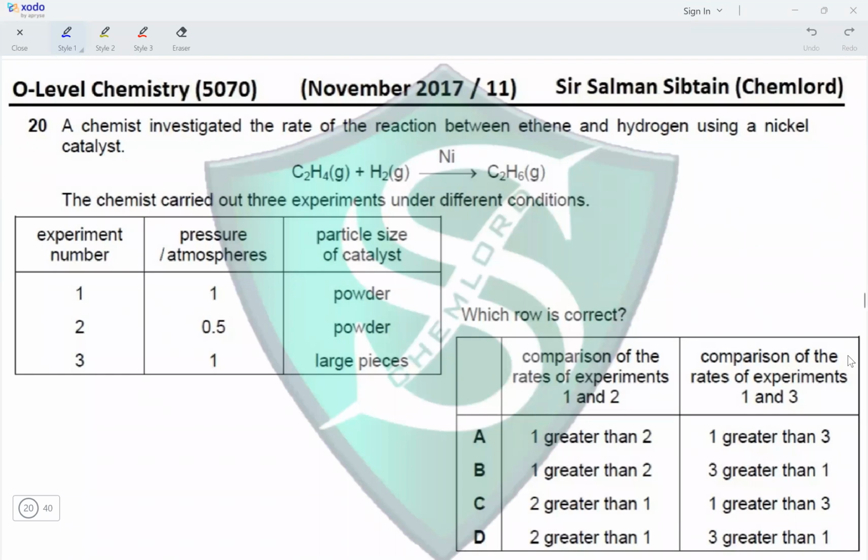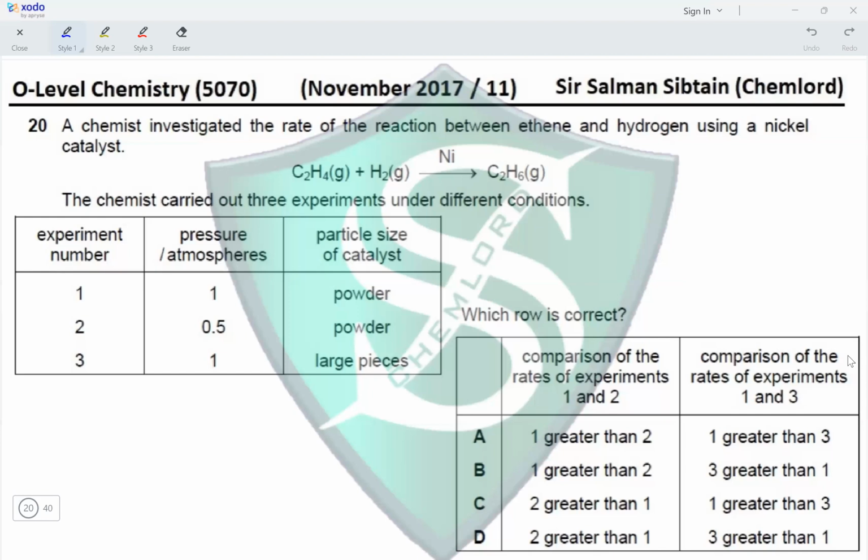Question 20. A chemist investigated the rate of the reaction between ethene and hydrogen using a nickel catalyst. The chemist carried out 3 experiments under different conditions. Experiment 1, the pressure was 1 atmosphere and the particle size of the catalyst was powdered. In 2, the pressure was 0.5 and the particle size was powdered. And in 3, the pressure was 1 atmosphere and the particle size was large pieces. Which row is correct? Comparison of rates of experiments 1 and 2.